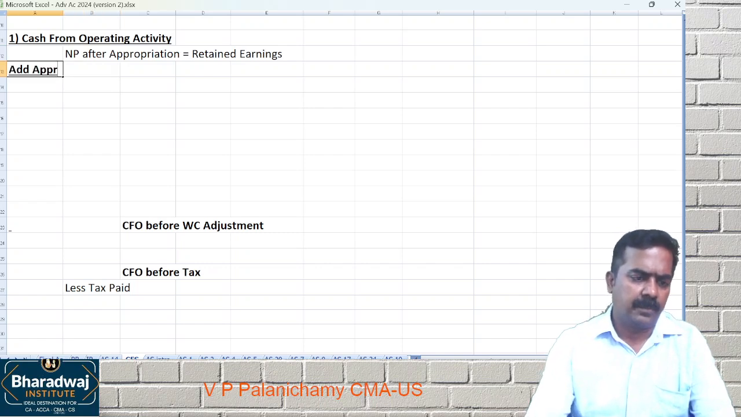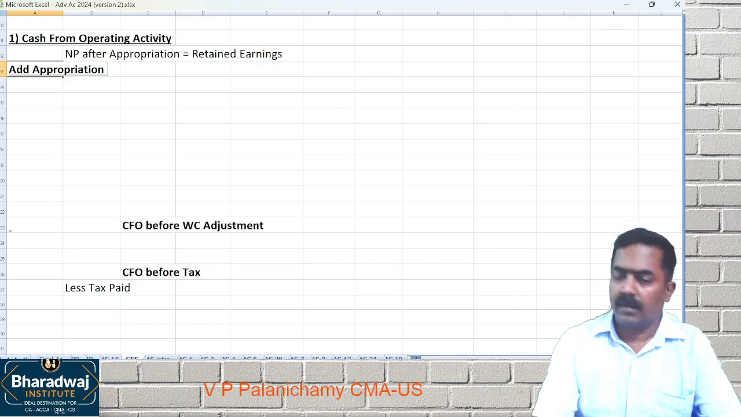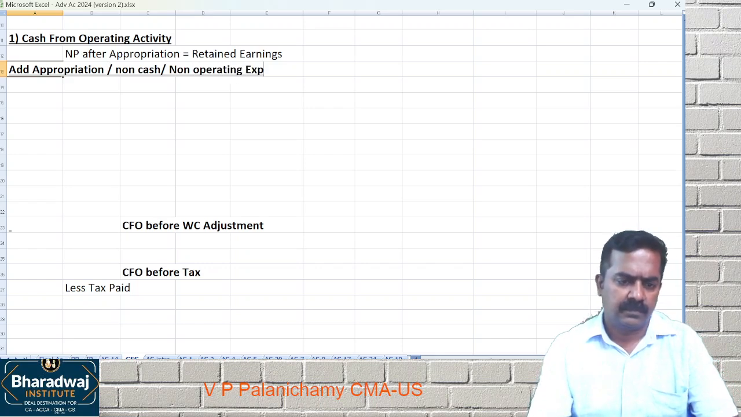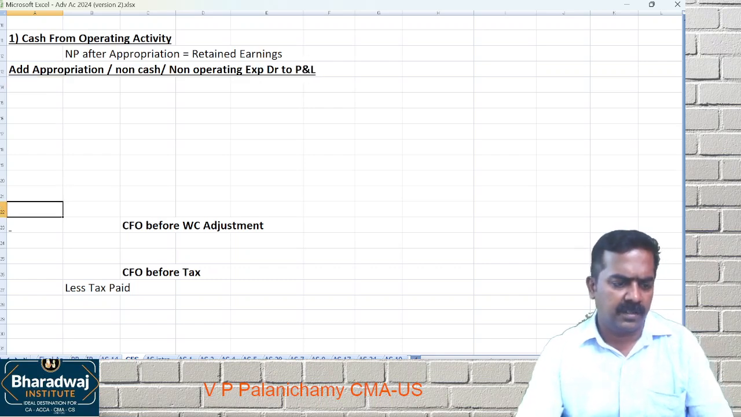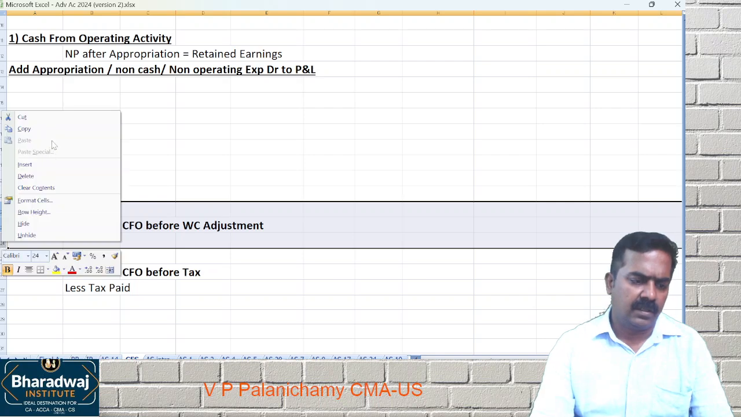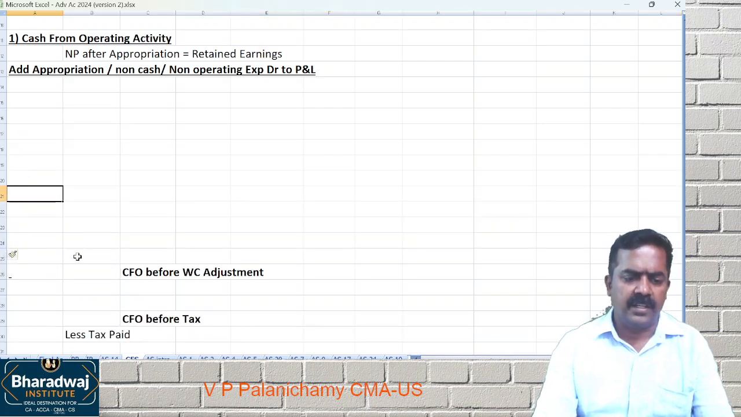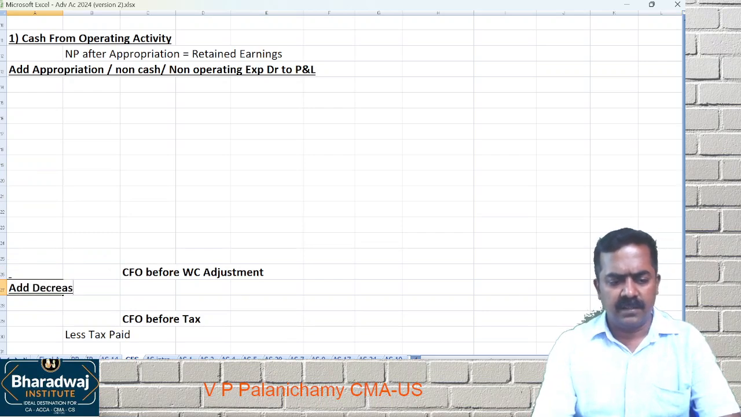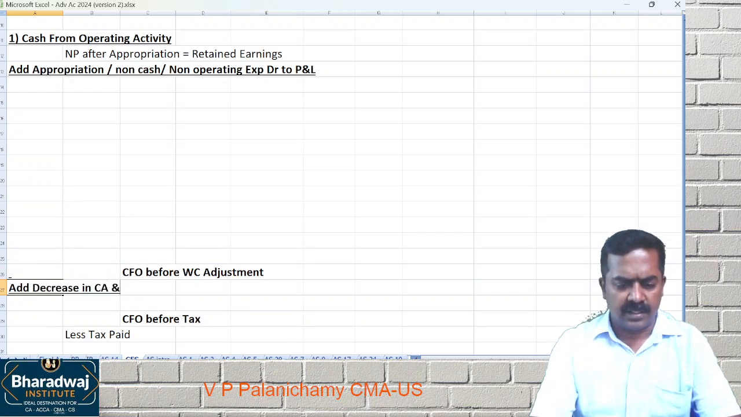Add back appropriation of profit, non-cash items, non-operating items, and of course you have to eliminate all the non-cash incomes, non-operating incomes, etc. Add decrease in current asset and what?